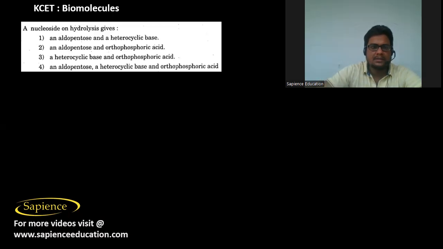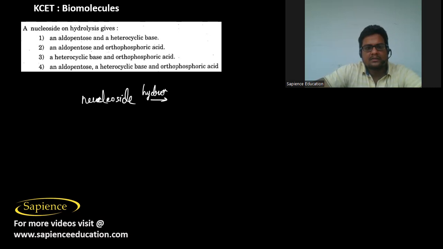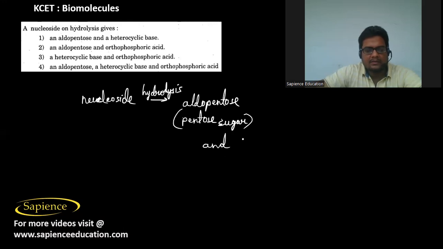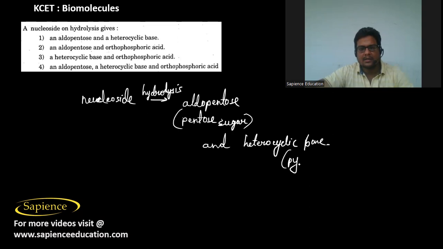Then here it is said that a nucleoside on hydrolysis gives... A nucleoside on hydrolysis will give an aldopentose, which contains a pentose sugar, and it will give a heterocyclic base, which can be either a purine base or a pyrimidine base.